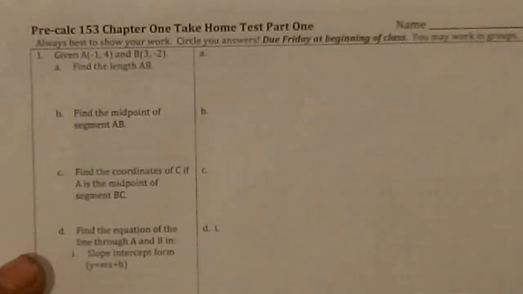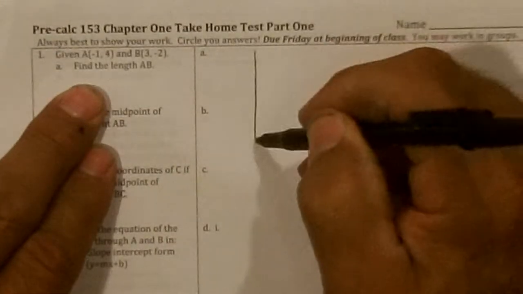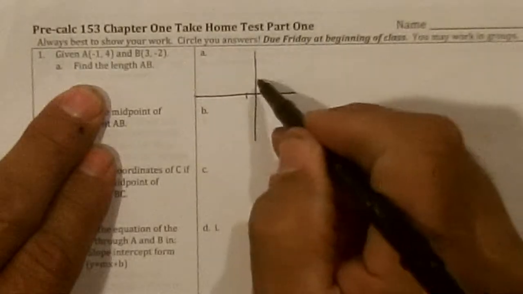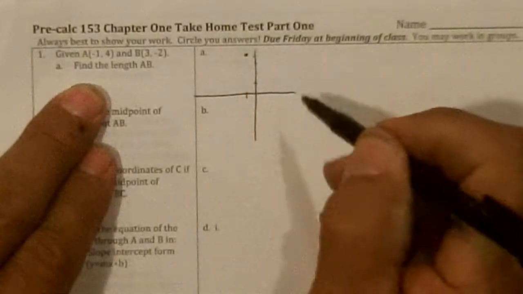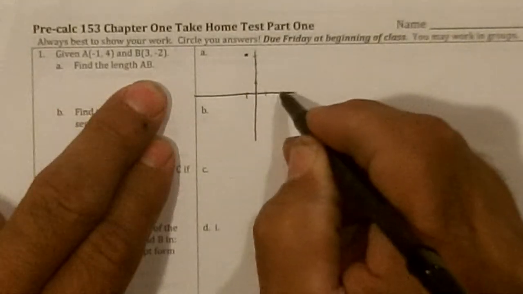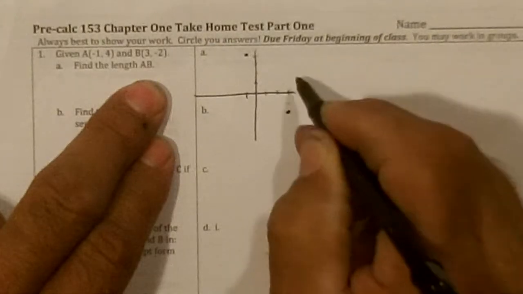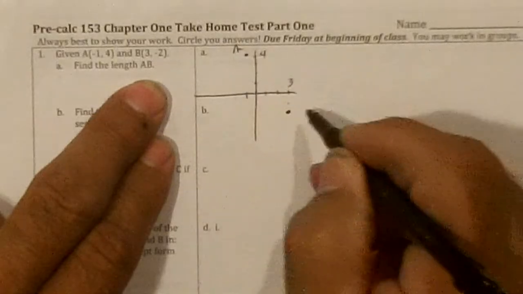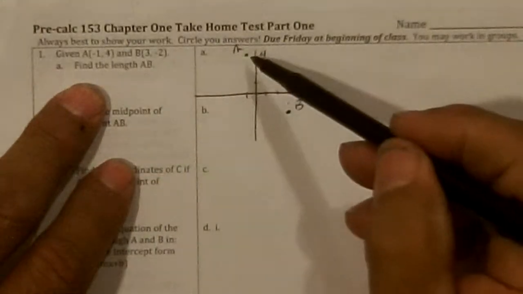Okay. Question says, given the points, and I'm going to quickly sketch these points: -1, 4, and 3, -2. This is A and this is B. It says find the length.